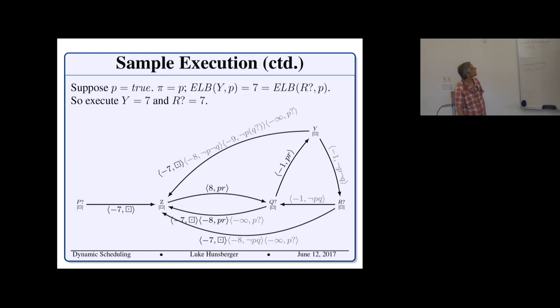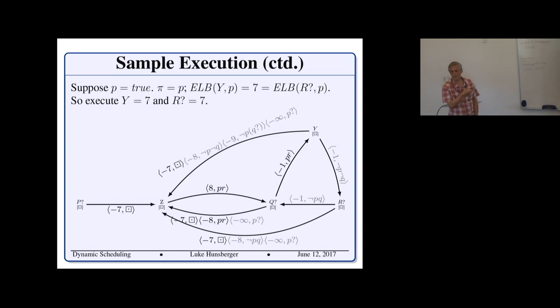We execute it at time 7. Then we notice that Y has an ELB of 7 now. Why is that? Oh, these are light gray. You can't really tell. But the only constraint that's left over, if P has been observed to be true, all those constraints that have not P or P question mark, they go away. And so Y can be executed at time 7. And same thing for R.